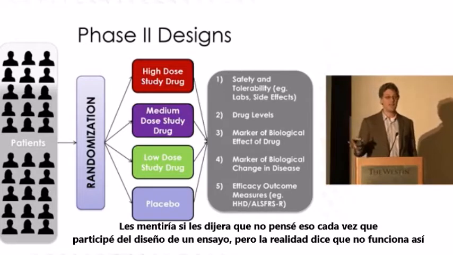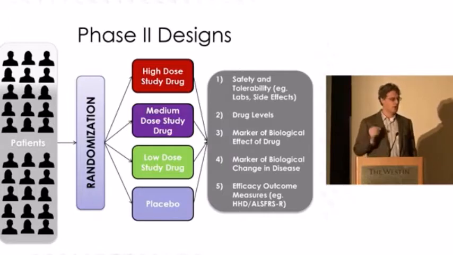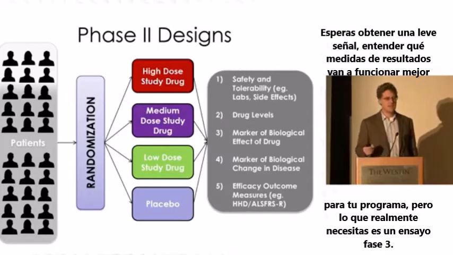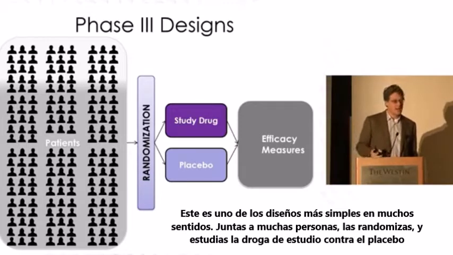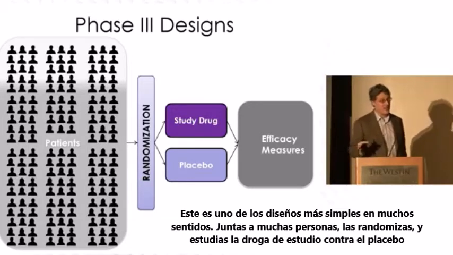And I would be lying to you if I said I didn't think that every time I was involved in designing a trial. But the reality is, that's just not how it works. You hope to get some hint of a signal, you hope to understand which outcome measures are going to work best for your program, but what you really need is a phase 3 trial. And these are some of the simplest designs in many, many respects.